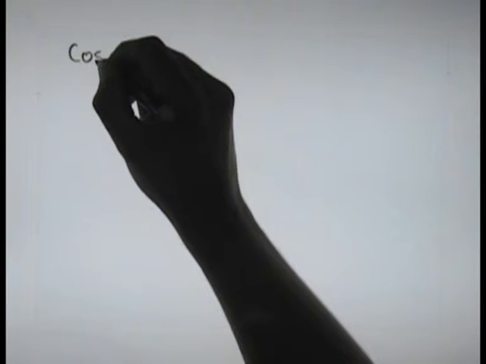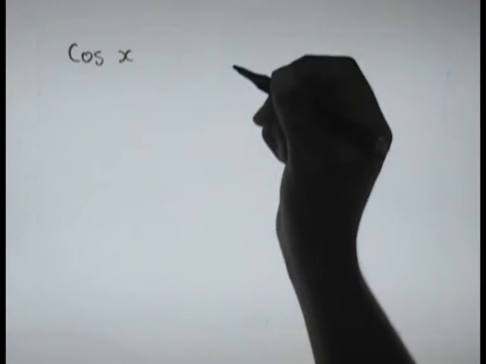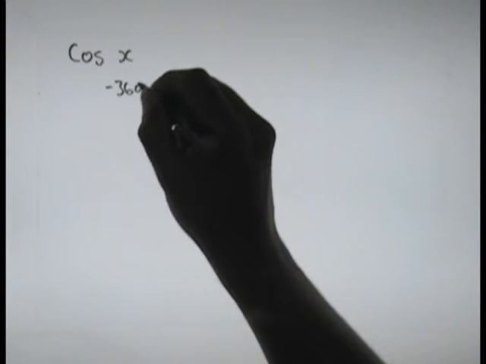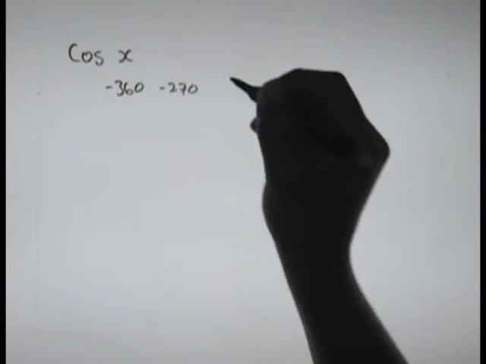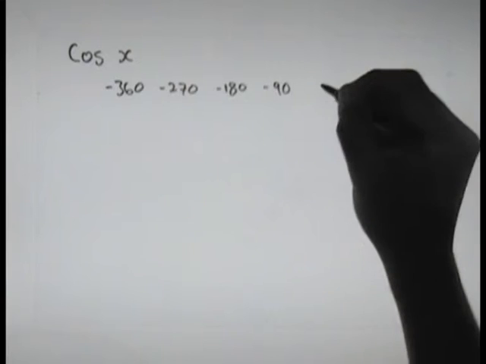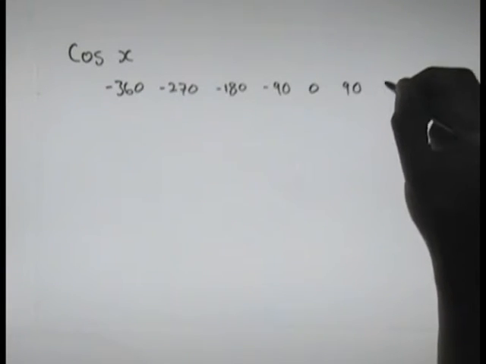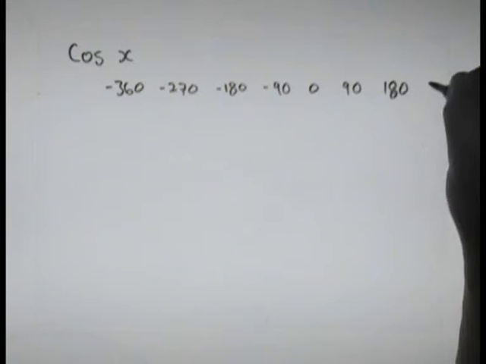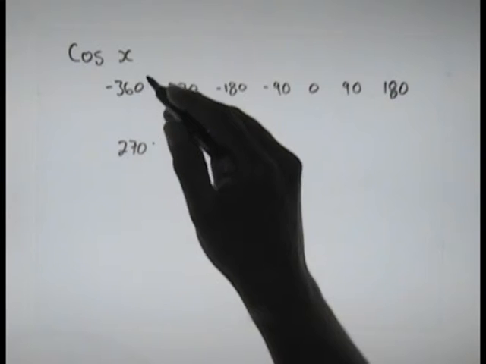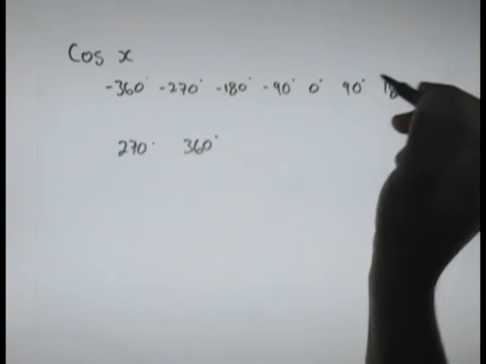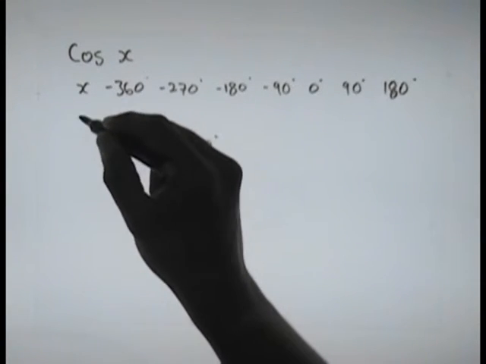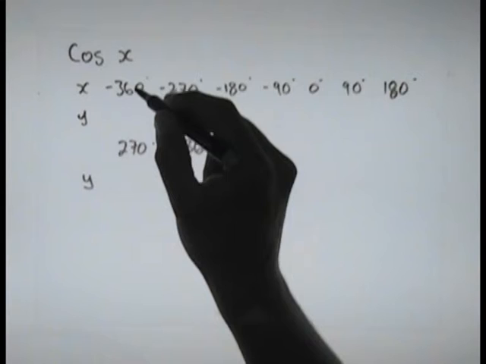I told you to draw me the graph of cos of x. The table method I'm going to use is x values of negative 360, negative 270, negative 180, negative 90, 0, 90, 180, 270, and 360 degrees. All of those are degrees, by the way. Alright, now let's look at our corresponding y values.